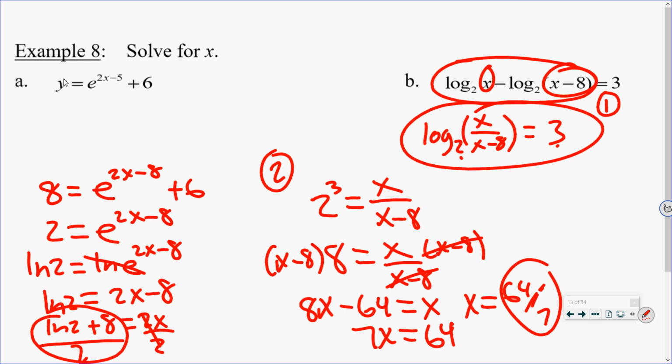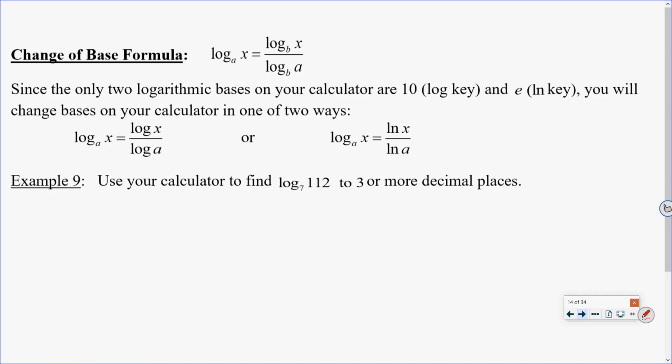That's great. But again, the idea is to get the base by itself. And then if I can't make the base the same like we did on the last assignment, you want to cancel out the base by taking the log of both sides. In that case, because it was base e, I took a log base e, or ln, of both sides in order to solve that. Last thing here is just the change of base formula.